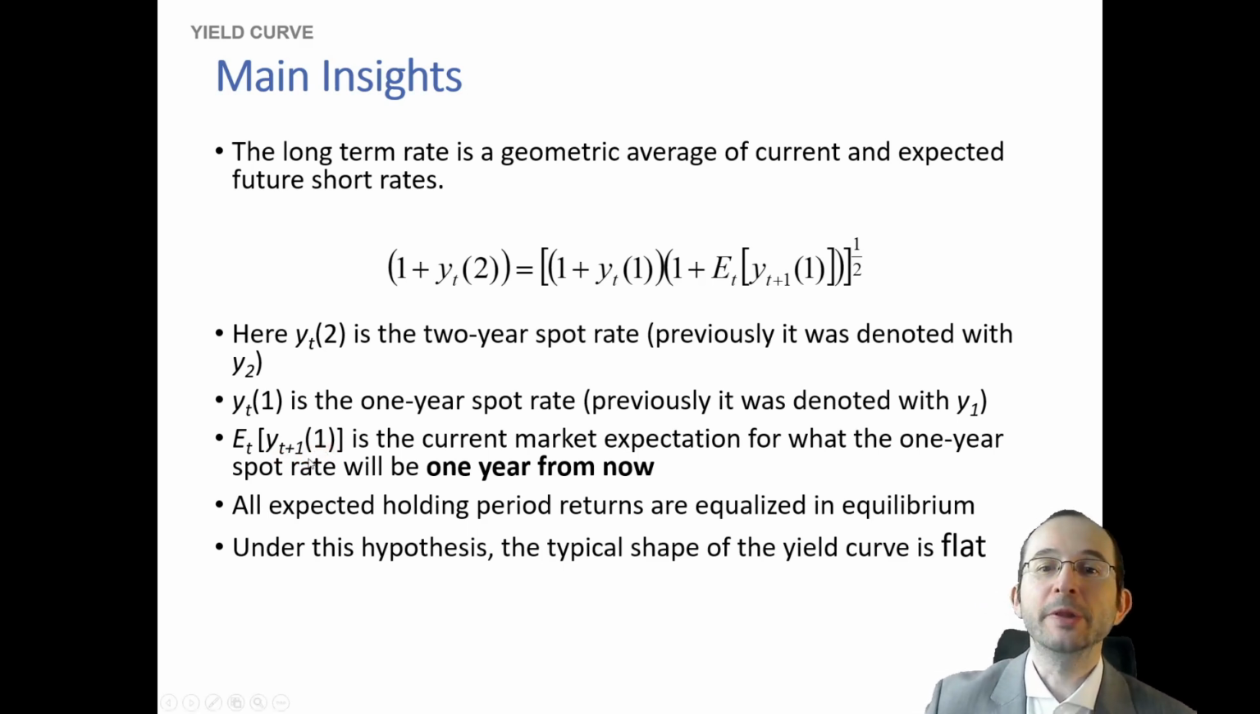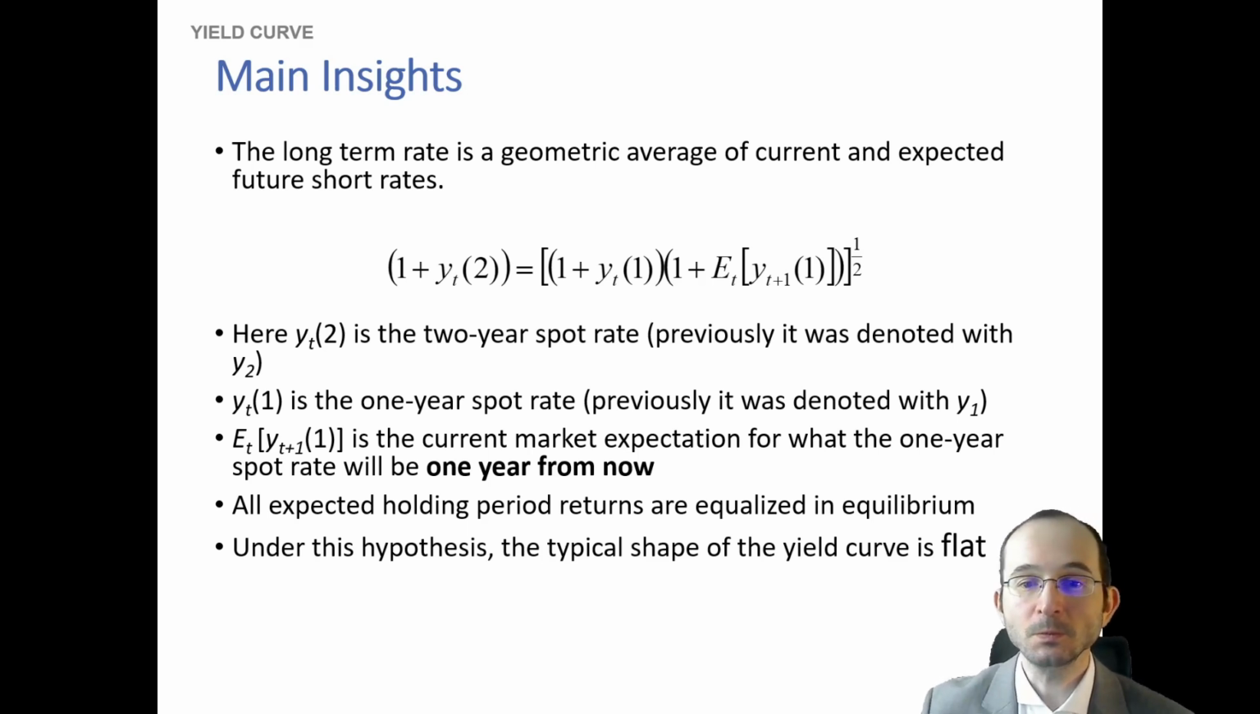And we're actually going to prove that this relation will hold. And one interesting thing that we will observe is that expected holding period returns are equalized in equilibrium. So you can either go with the approach of investing at a 2-year spot rate right now, or you can invest at the 1-year spot rate now and then at whatever the expected 1-year rate will be in the future. In both cases, you should get the same return. And therefore, the typical shape of the yield curve will actually be flat.